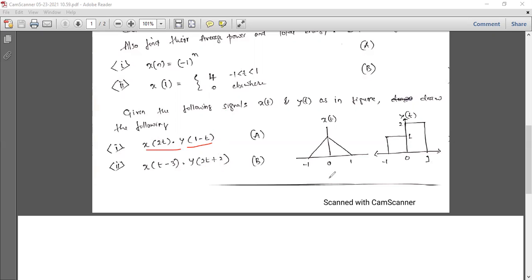This was done, by the way. X of 2t, most of you got this correct. 2t means the entire thing is compressed, -0.5 to 0.5. Height is the same. Amplitude is 1. I forgot to give amplitude here. I hope you got this. Now the second sequence, y of t.